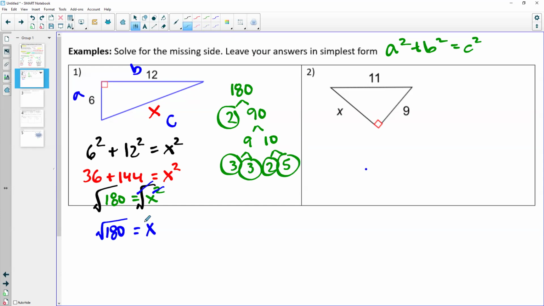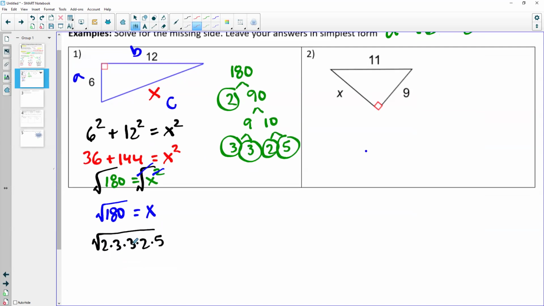Now this square root of 180 is going to be replaced with the numbers that you got at the end of your branches. So 2 times 3 times 3 times 2 times 5. And what we're looking for here is, do I have a pair of the same numbers? Well, yeah, I have a pair of 3s. That means that cancels out and one 3 comes outside. And I also have a pair of 2s, right? They're separated, but that's okay. There's one pair of 2s there.